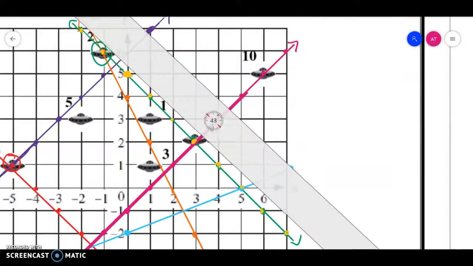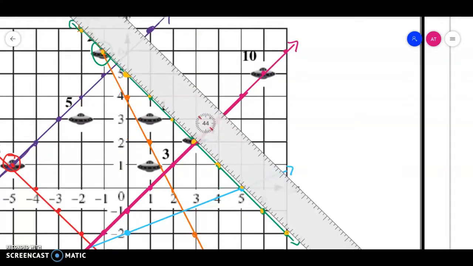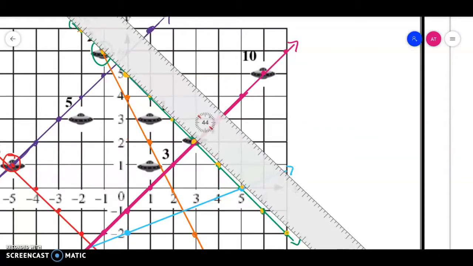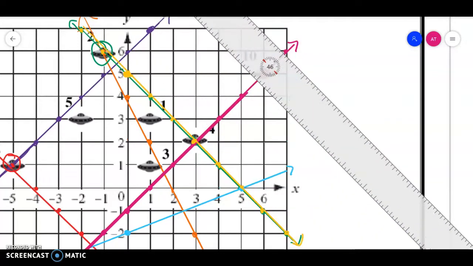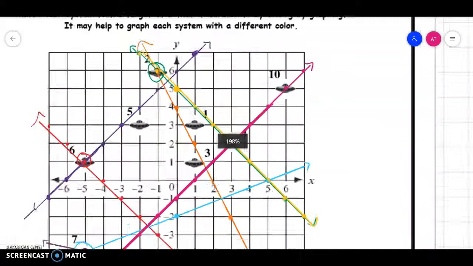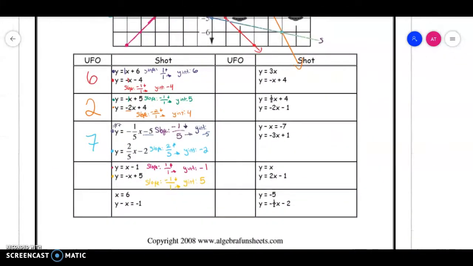So now that I'm going to graph this, where do both of these hit? The magenta and the yellow line. I'm actually going to draw it slightly above it so that way you can see all of my different lines. What UFO is this one going to take out? It's going to take out number 4. So we already got number 4 taken care of. Sweet! We got 6, 7, 2, and now we have a 4.